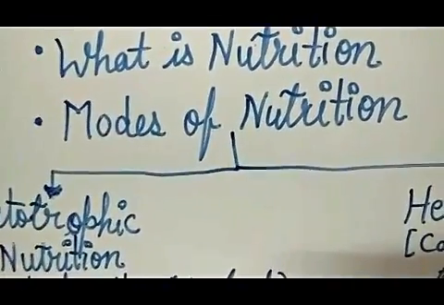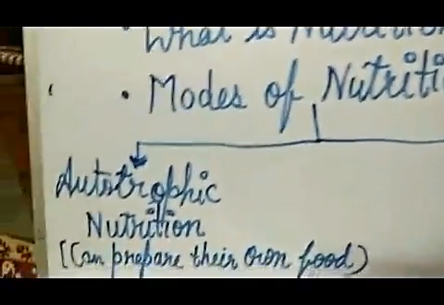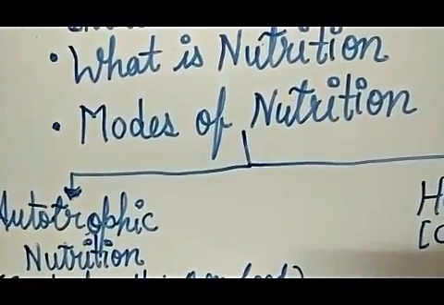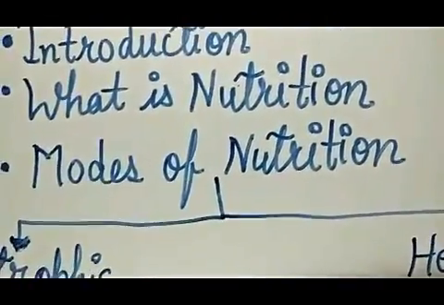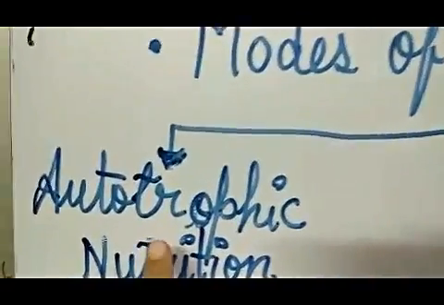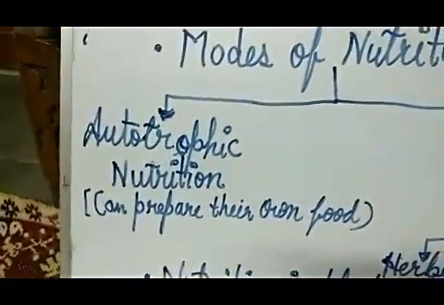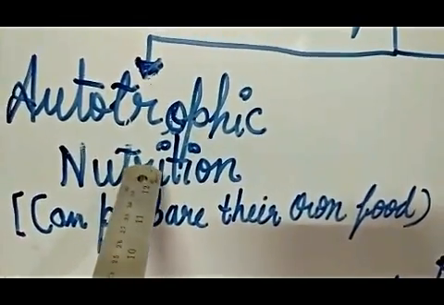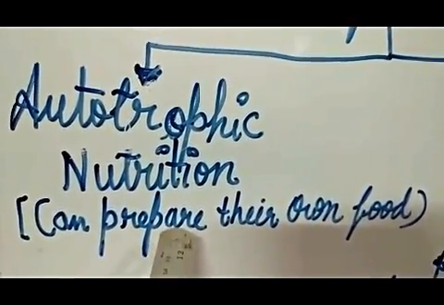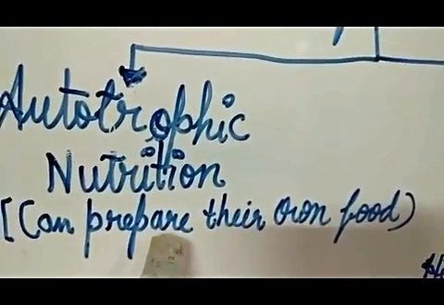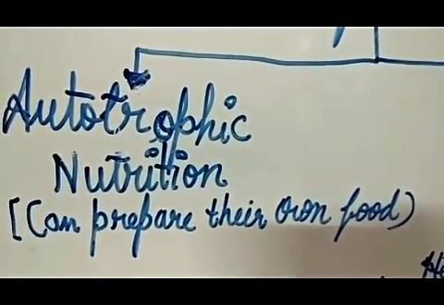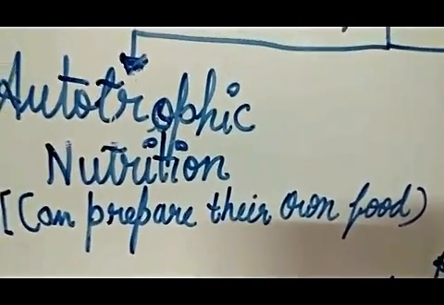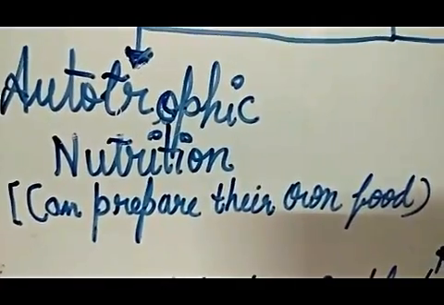If we talk about modes of nutrition, all living organisms show two modes of nutrition. First is autotrophic nutrition and another one is heterotrophic nutrition. Let's discuss autotrophic nutrition. Autotrophic nutrition is found in green plants. Green plants prepare their own food through a process called photosynthesis.